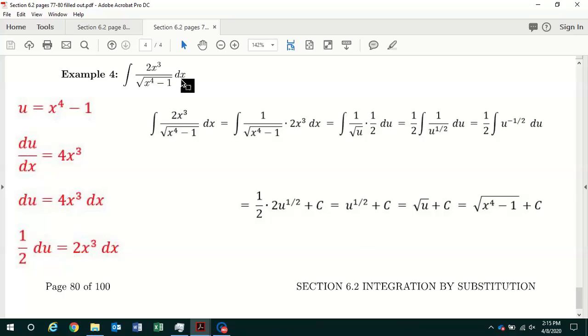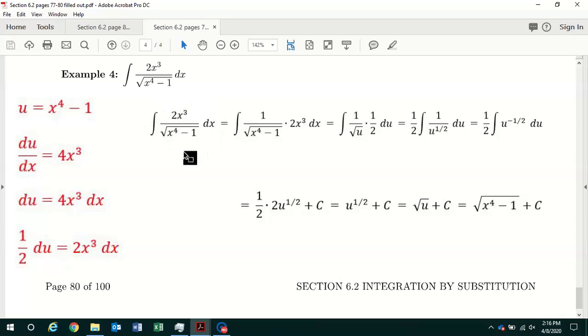Well, we have 2x cubed dx, not 4x cubed dx. So if we divide both sides of this equation by 2, right, we have 1/2 du on the left is equal to 2x cubed dx on the right. Right, 4 divided by 2 is 2, and dividing by 2 on the left is the same as multiplying by 1/2. So this 2x cubed dx up here is equal to 1/2 du. So substituting into our integral, right?